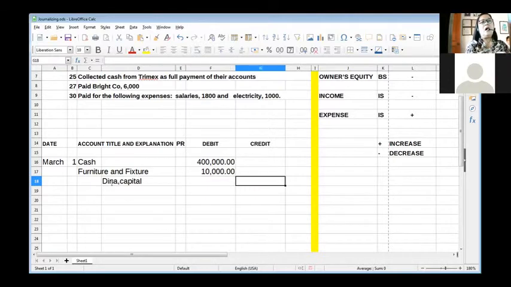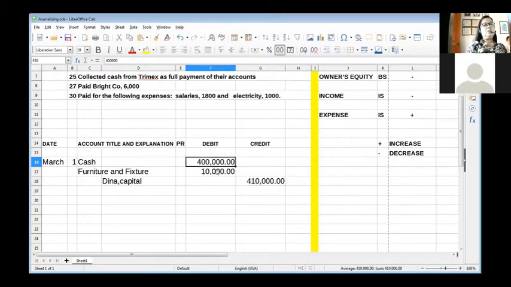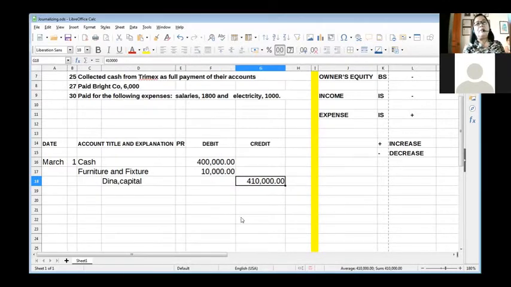Okay, so how much will be the credit? The credit will be 410,000. So see, it should be equal. Kaya ang sabi ni Father Pacioli, kaya tinawag siya na Father of Double Entry. Ito yung tinatawag na double entry. The double entry here is the debit and the credit.